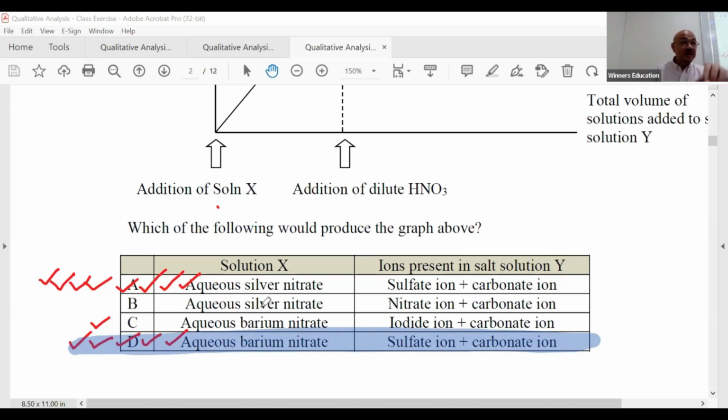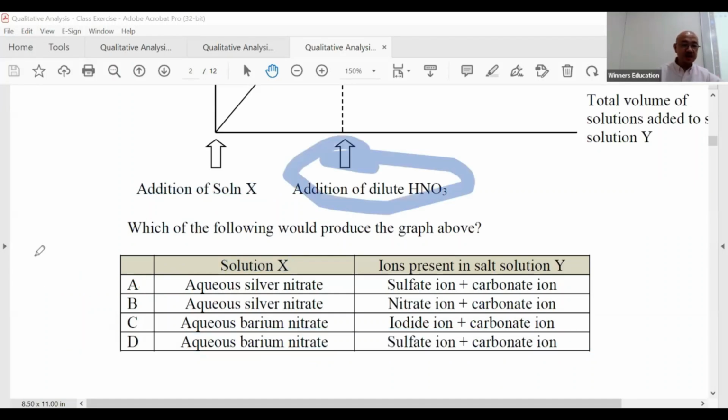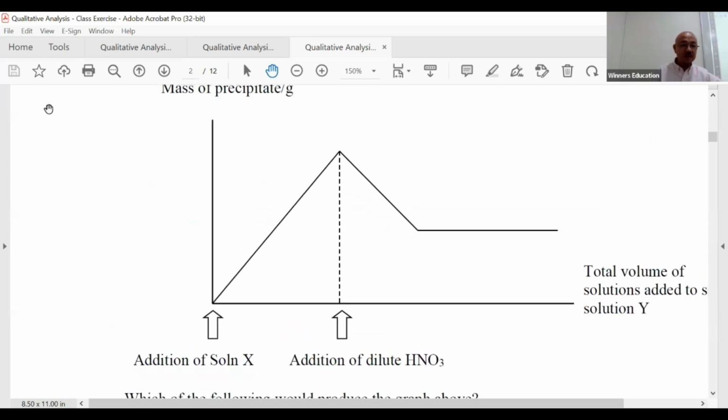I'm going to write in D as the correct answer onto the graph and you'll see what's happening. Now, the whole idea is they add solution X, which is barium nitrate, to Y that's inside. It's already there. There are two ions, sulfate and carbonate. After that, they add acid, and then they ask you what happened to the mass. So let's take a look, based on option D, the blue color, and see what happened.